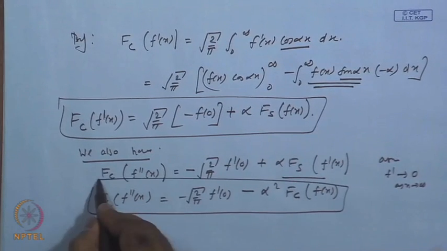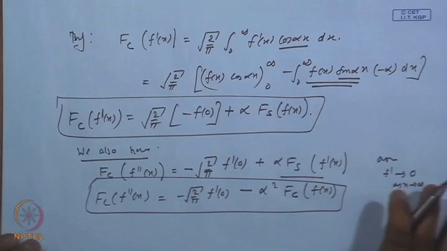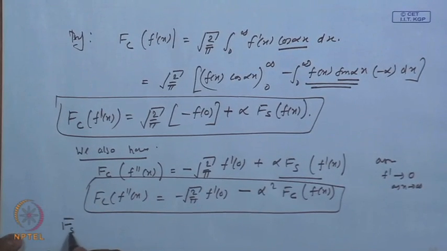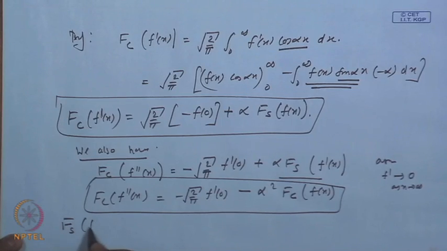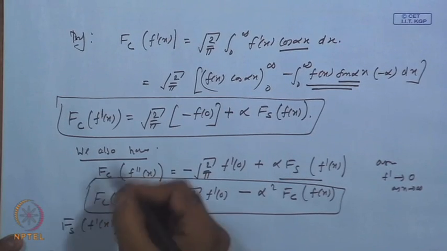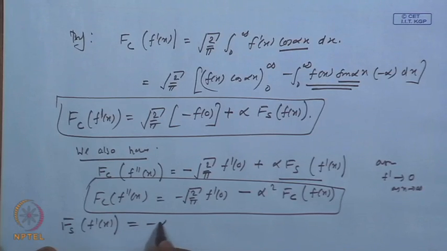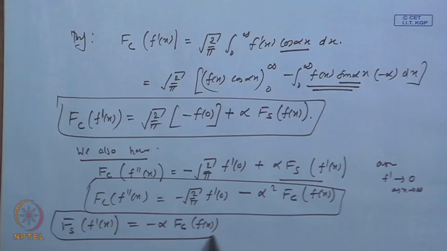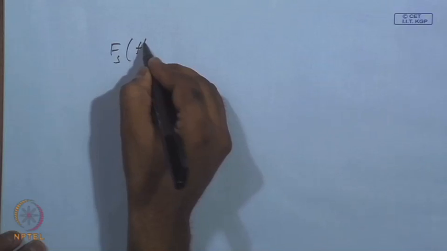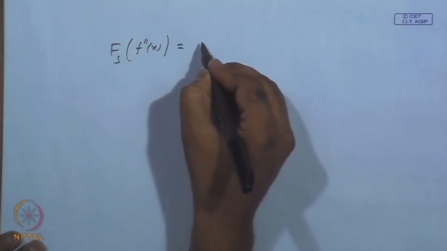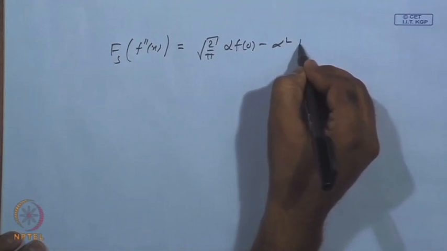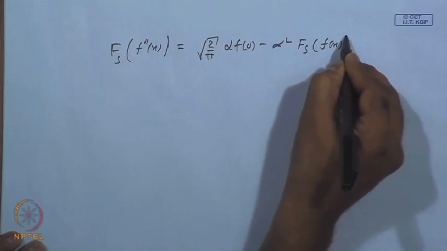So, this is this, and similarly we can go for the sine function. For the sine transform of f'(x), with a similar trick we get minus alpha times the Fourier cosine transform of f(x), and for the second derivative, the Fourier sine transform of f''(x) is square root 2 over pi times alpha f(0) minus alpha square times the Fourier sine transform of f(x).